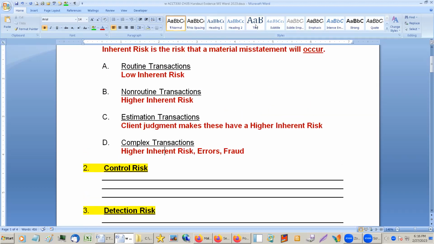So complex transactions are often, oh, look how blurry I am. I'm not usually that blurry. Let me do something here. Oh, I know. I think if I turn this off and turn it back on. Hey, look at that. I cleared up.